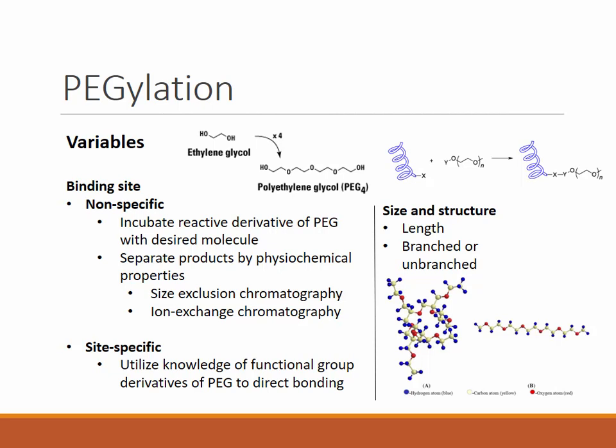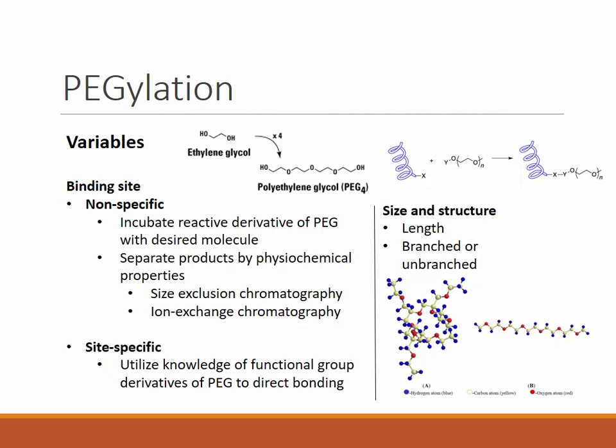A couple other variables here, size and structure. I have the structure of ethylene glycol right there. And you see it turns into polyethylene glycol, that's the PEG, and this one has 4 units linked together. Modern applications use 80 units and higher of this, so it adds quite a bit of molecular weight to it. It's just a little graphic showing how it might attach to some sort of protein, something like that.